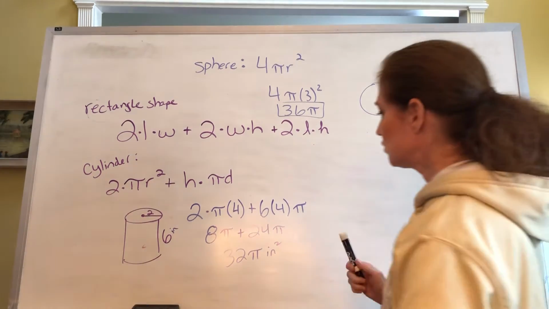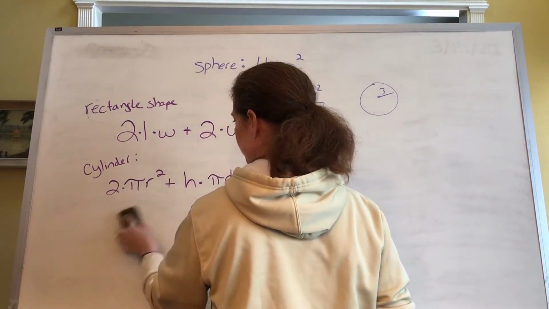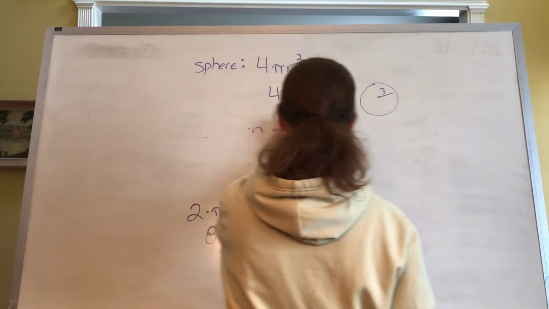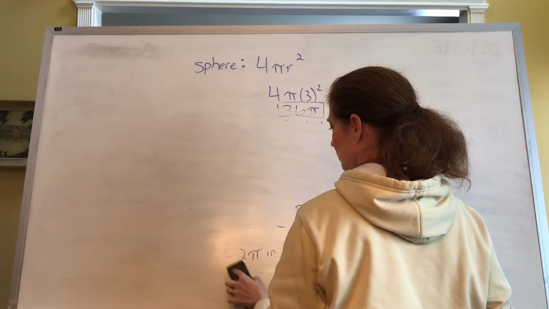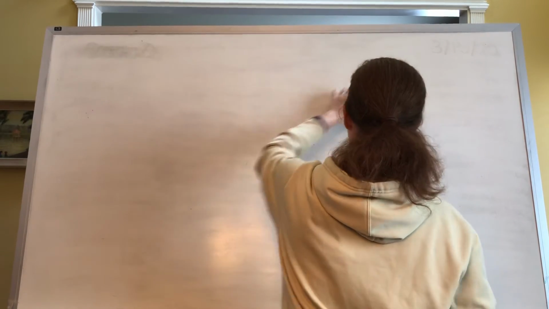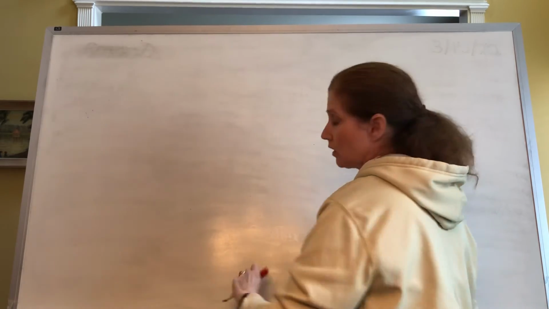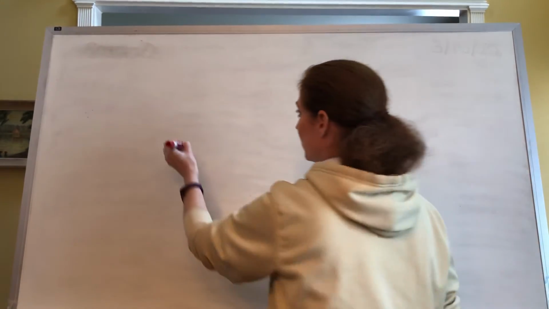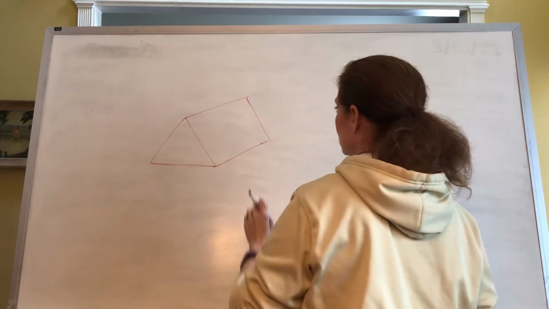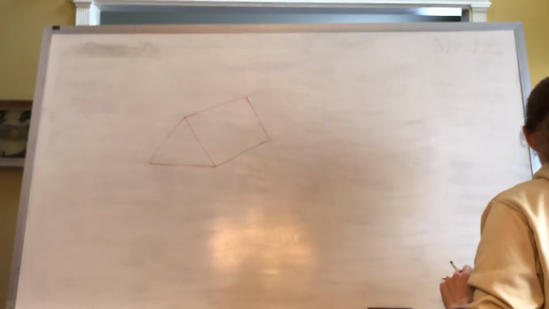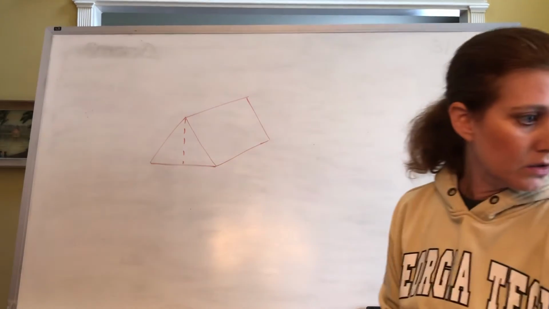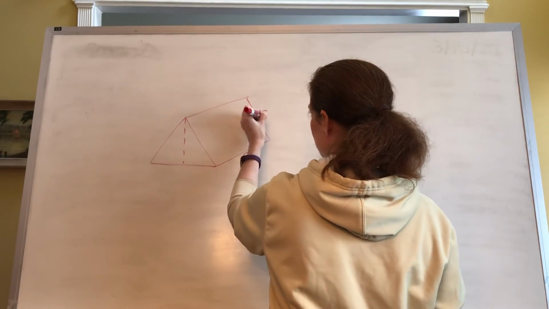Let's do one more. We're going to do a triangle. All right, so if we have a triangular shape, a tent. Okay. So this side's 5, this side's 5.